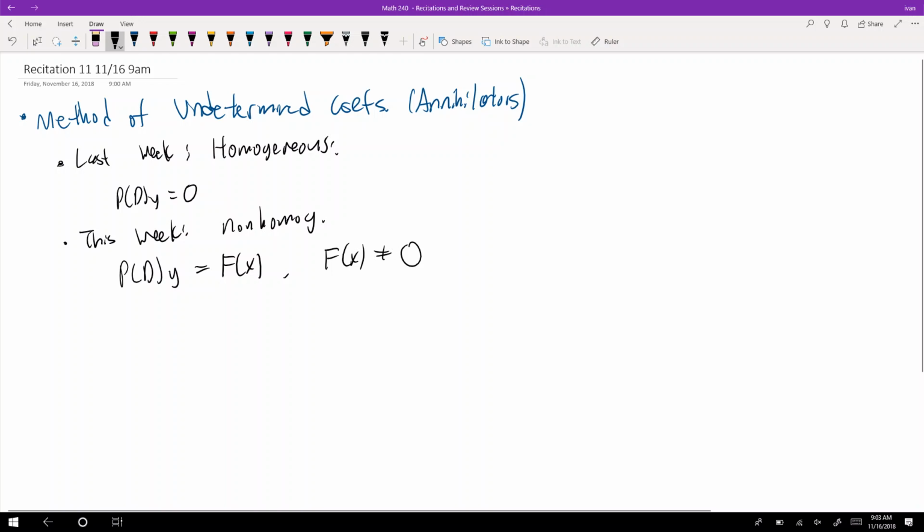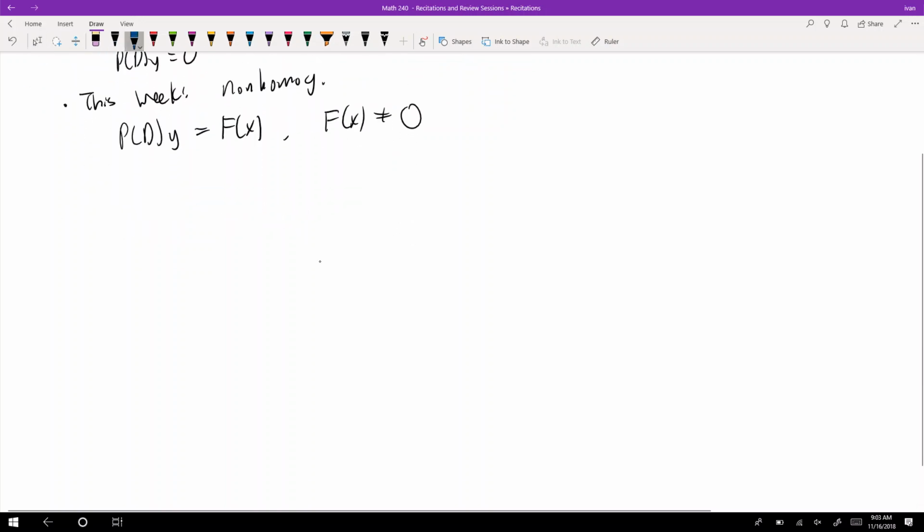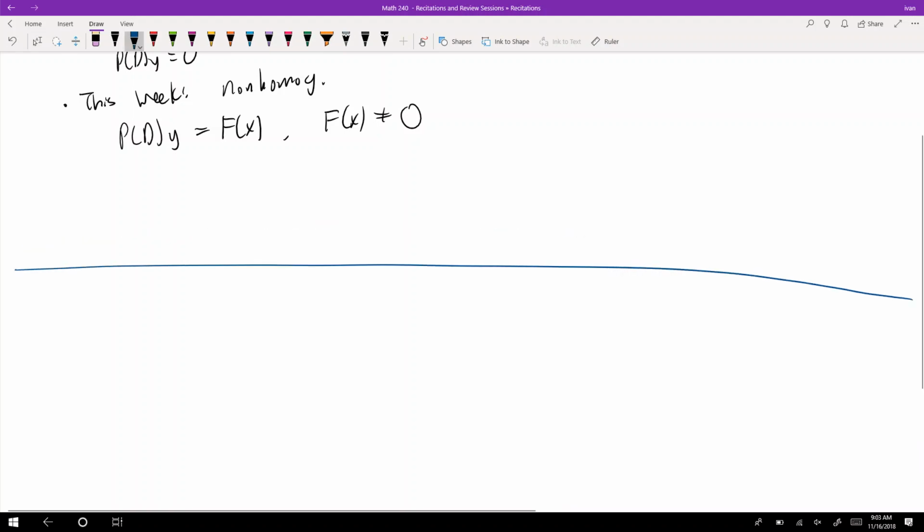So we need to create a table. So I recommend putting this on a new page. So we're going to create a table, and it's going to be the following. On the first part of the table, we're going to have what you see on your right-hand side. And then we're going to have your annihilator that goes with it. And then we're going to have a guess of a particular solution that goes with that right-hand side as well.